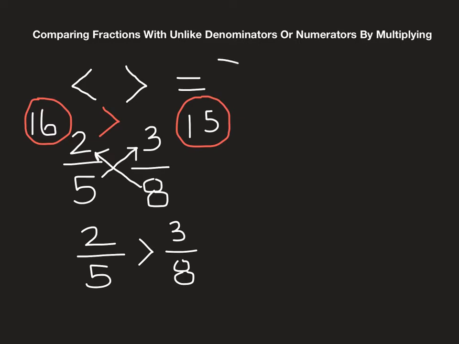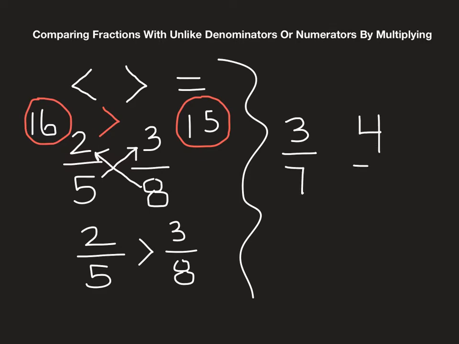Let's look at another example. Let's compare 3/7 and 4/9. Once again, we're going to multiply the first denominator by the opposite numerator. 7 multiplied by 4 is 28. 9 multiplied by 3 is 27.